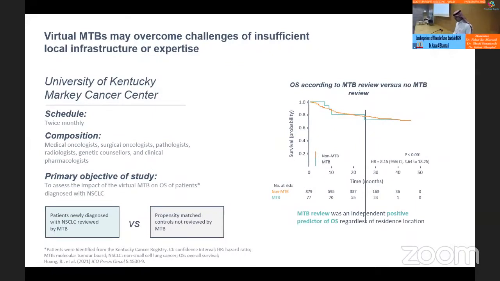Another example was done by the University of Kentucky. They did twice monthly MTBs, similar to ours. They did virtual MTBs, and the reason for doing those is overcoming challenges of insufficient local infrastructure or expertise. Now, interestingly, these results show only their non-small cell lung cancer cases. And if you look at the survival curves, patients who have been presented in their MTB survived longer compared to patients who have not been presented in their molecular tumor board. And these are non-small cell lung cancer patients.